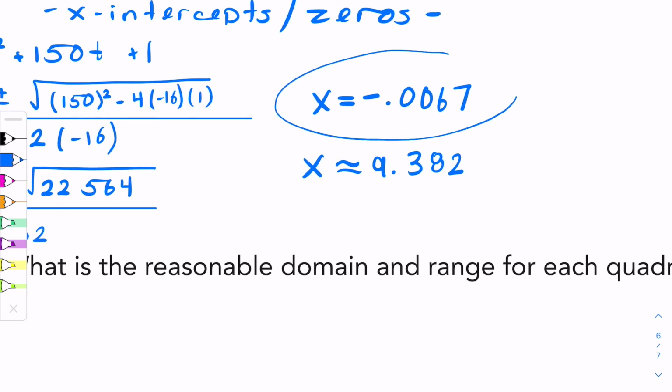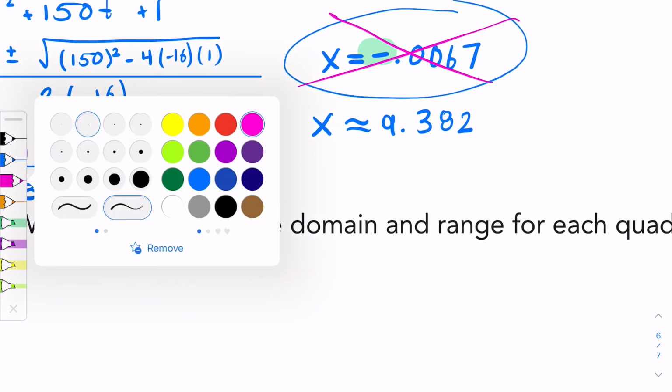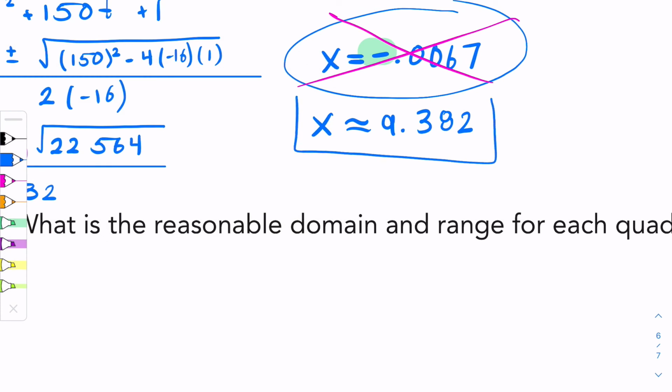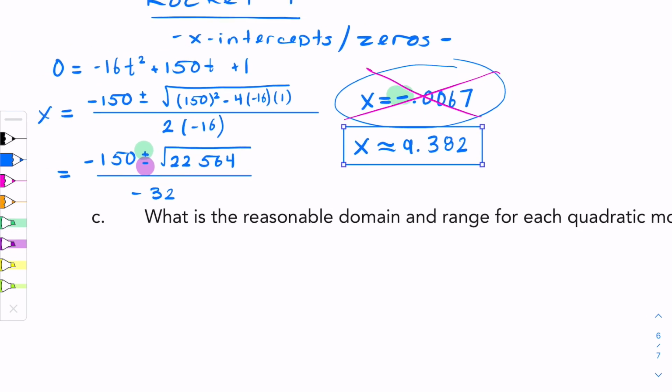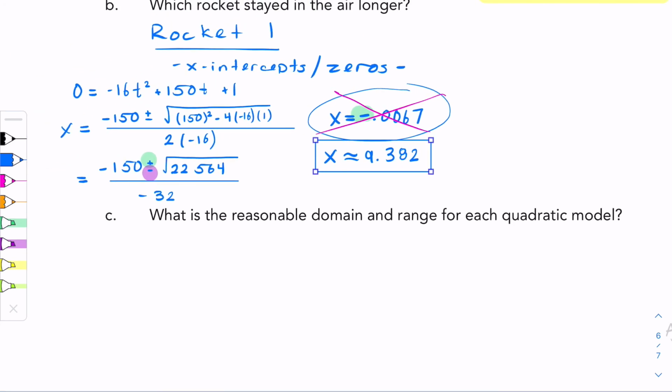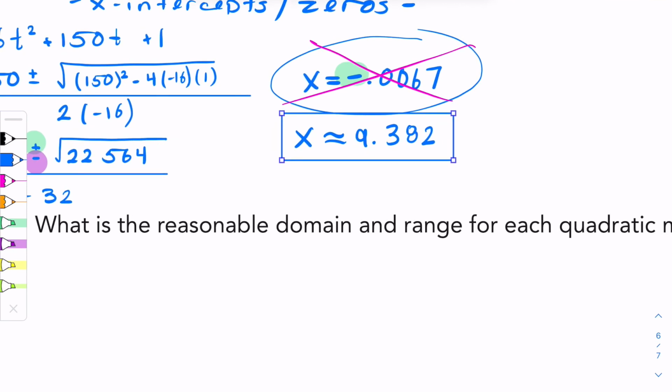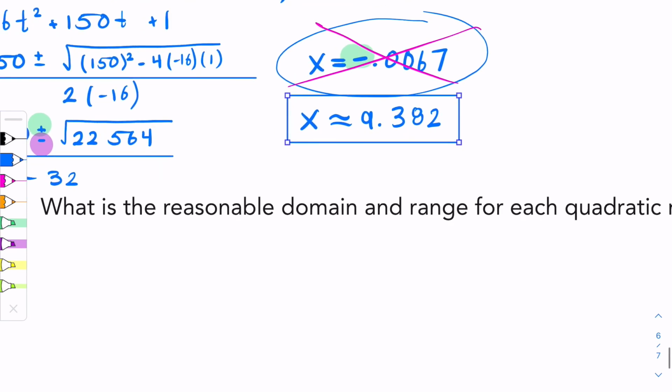Think about this answer. Can the rocket travel in a negative direction? No, that doesn't make any sense, so we are going to get rid of this answer. So here is our only answer for rocket 1, or how long the rocket stayed in the air. So it starts at whatever height, comes down, ends at 9.382. And this is in time. So this would be 9.382 seconds.